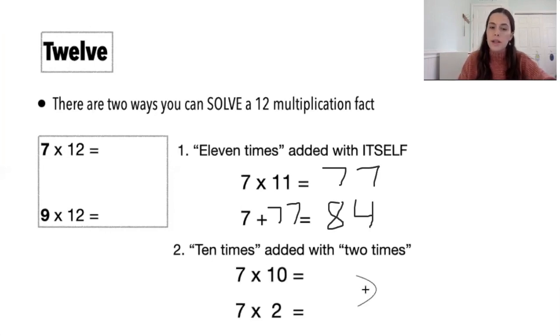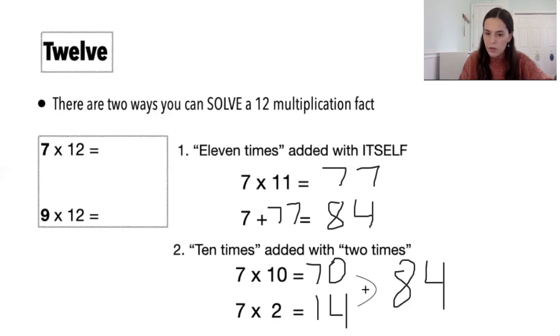For the second way, you start by doing 10 times. So you would do 7 times 10, which is 70, and 7 times 2, which is just 7 doubled, which is 14. And then you add them together, and you also get 84. So I think these are the two easiest ways to solve a 12 multiplication fact. Either one works. I personally like doing the bottom one because I like multiplying by 10.